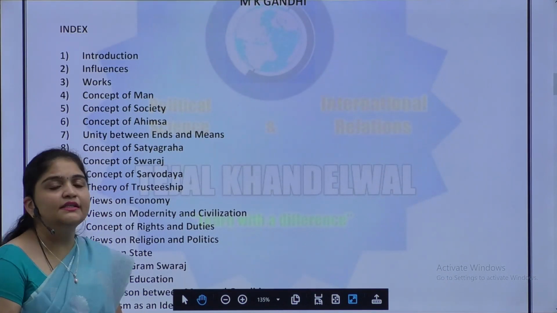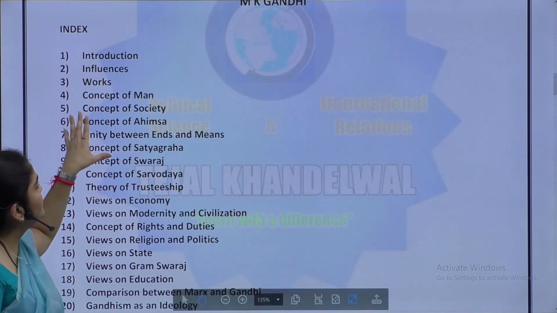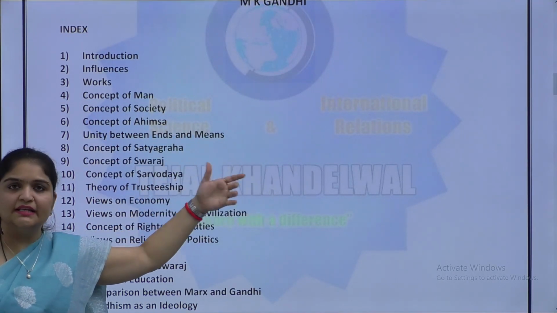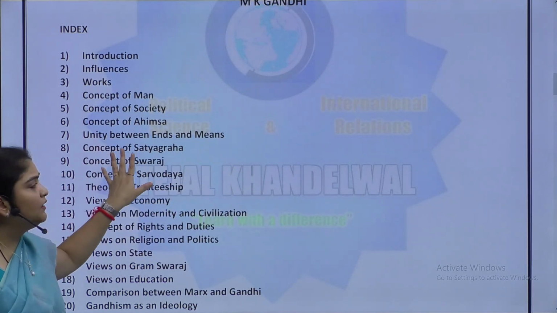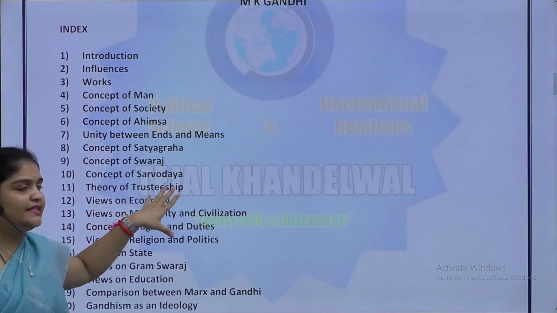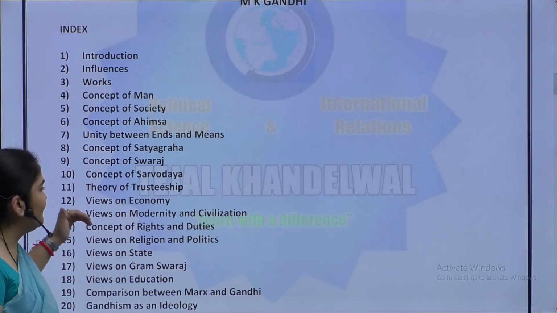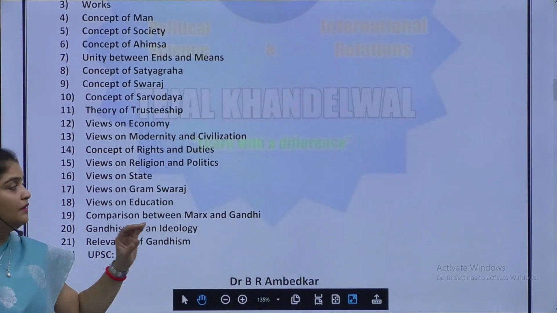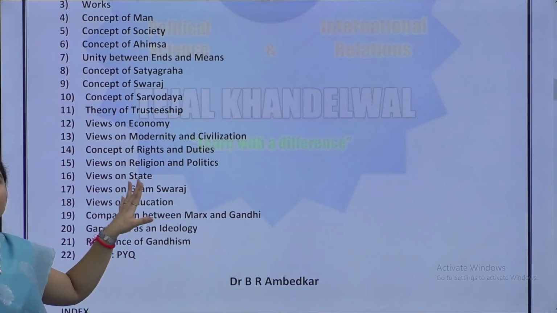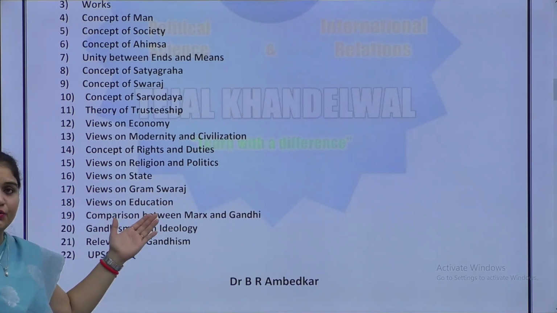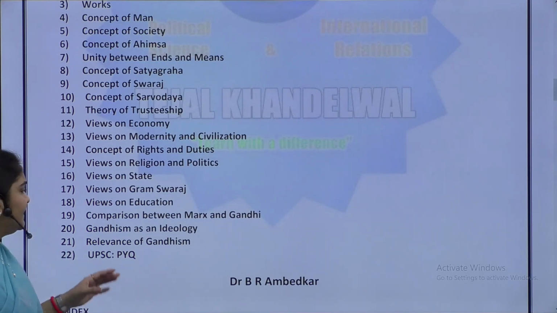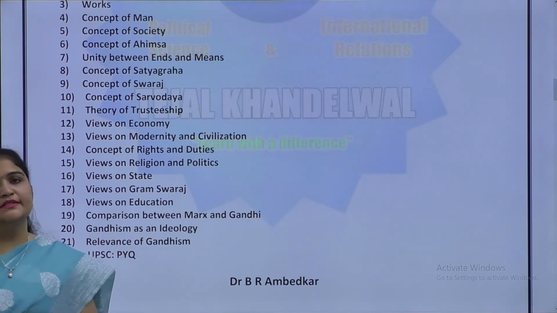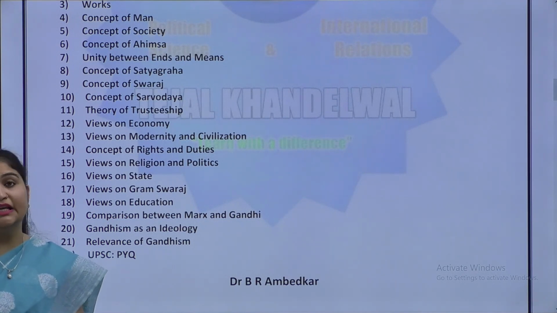So what all aspects of Gandhi you have to study? Obviously his influences, his work, his idea of man, his idea of society, ahimsa, how he brings in the continuity between means and ends. Then his concept of Satyagraha. Then Swaraj, Sarvodaya, what he says of trusteeship, what views he holds on economy, then his views on modernity and civilization, his concepts of rights and duties, his view on religion and the linkage between religion and politics, his views on the state, the Gram Swaraj, views on education, how he differs with Marx, Gandhism as an ideology also, and the relevance of this today. So very comprehensively it is important because it can be applied anywhere, specifically in essay and ethics.